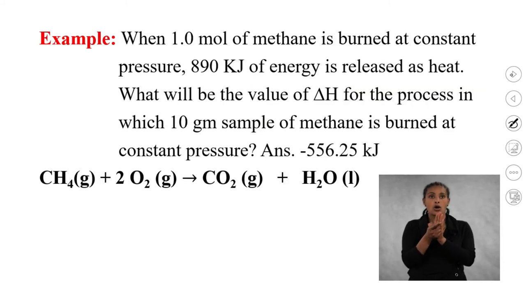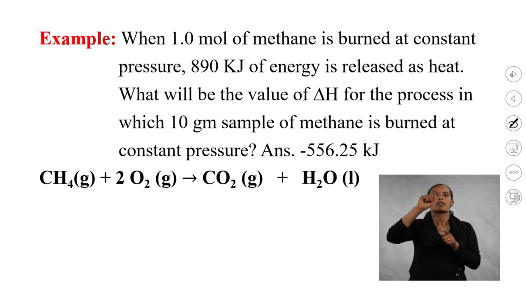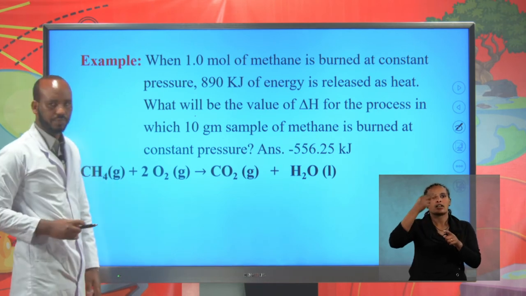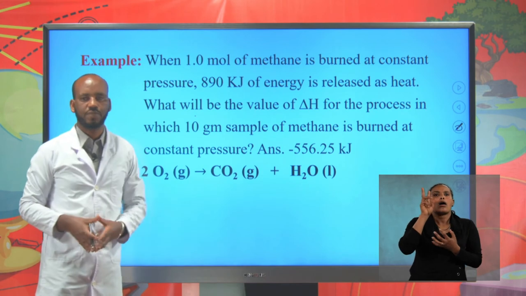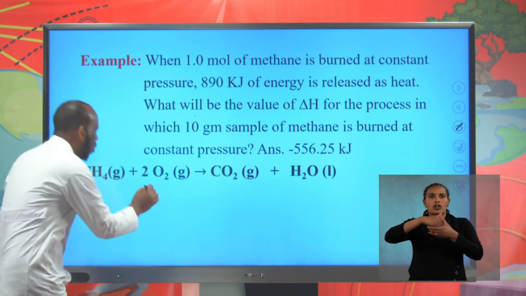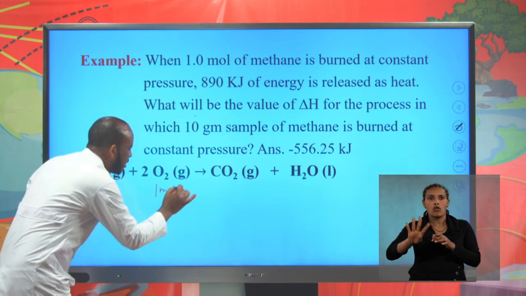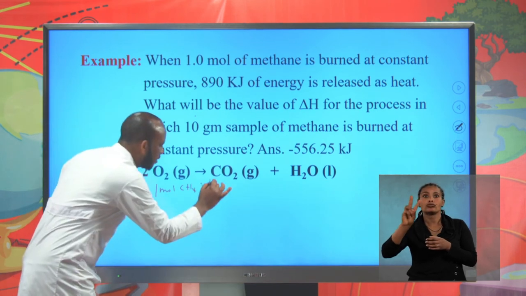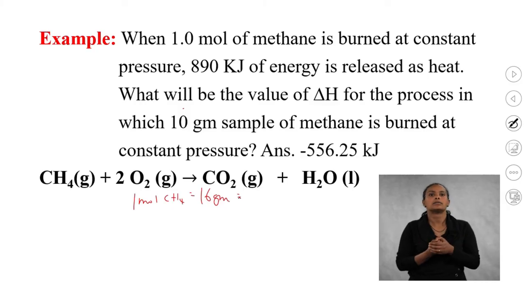Example: when 1 mole of methane is burned at constant pressure, 890 kilojoule of energy is released as heat. What will be the value of delta H for the process in which a 10 gram sample of methane is burned at constant pressure? You see, when 1 mole of methane is burned, 890 kilojoule of energy is released. What does this mean? 1 mole of methane, CH4, which has a mass of carbon 12 plus hydrogen 4, 16 gram, releases minus 890 kilojoule of energy.